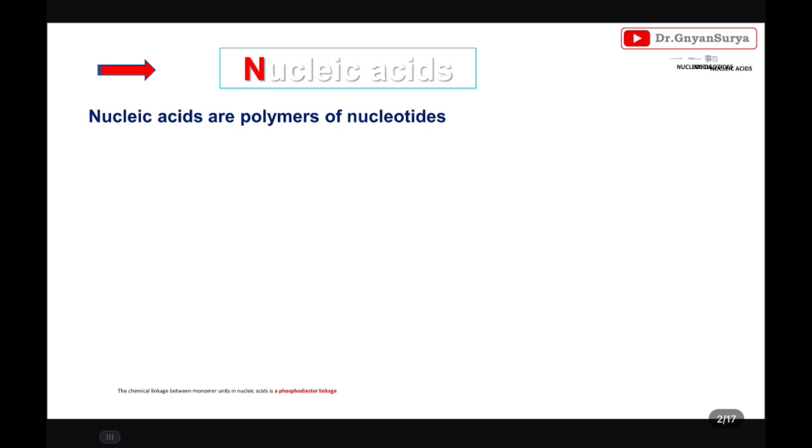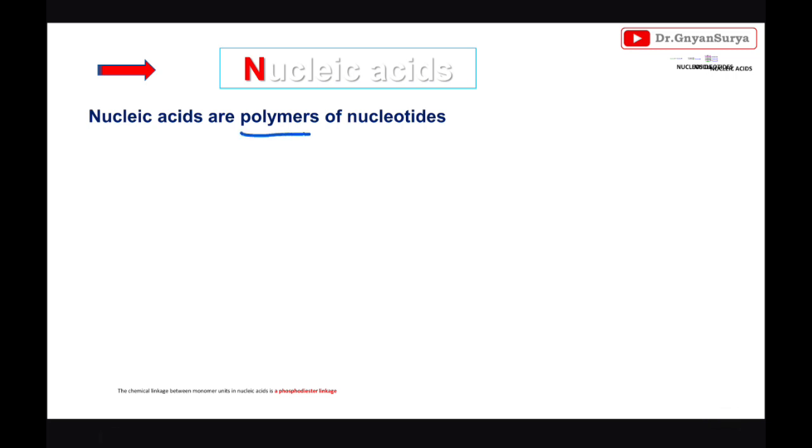Hello students, today we are going to start nucleic acids, which are composed of different types of subunits, that is nucleotides and nucleosides, and the individual components which are responsible for the construction of nucleic acid. Myself Dr. Suresh Kumbar, and in today's class we begin with the nucleic acids. First we will see the definition of nucleic acids.